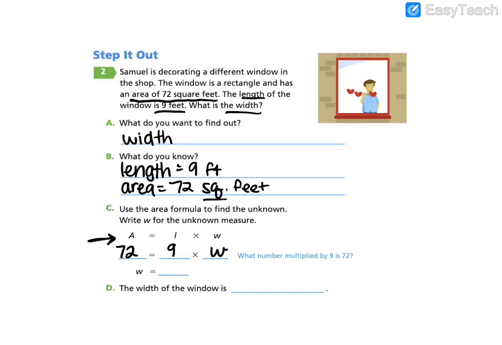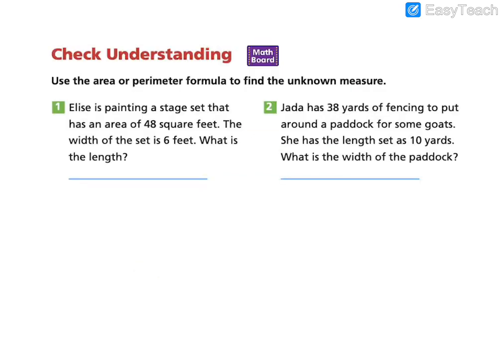Again, we can think what number multiplied by 9 is 72, or we can think about this as an inverse operation. The width is equal to 72 divided by 9. Go ahead and write the width of the window. And check. The width of the window is 8 feet. Great. Go ahead and complete the check understanding questions. Press pause and press play to check your work.